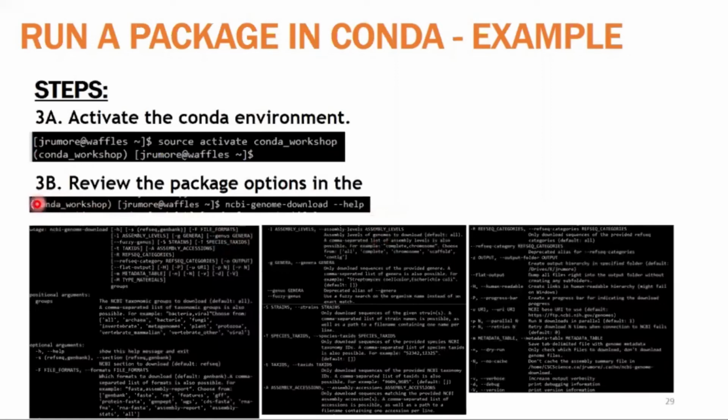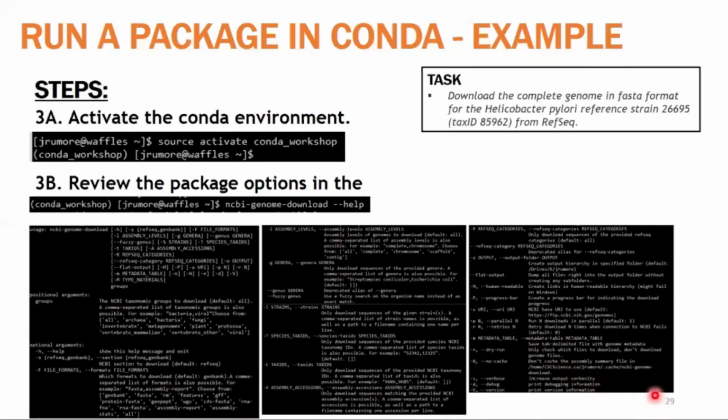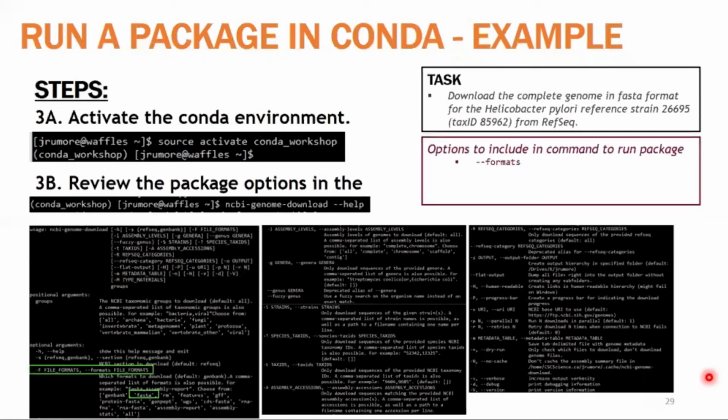Now, in addition to the usage statement, which again is the basic structure of how you would run the command, you can also see that the package has an extensive list of options. Now, to accomplish my task, which just as a reminder, is to download some sequence data from RefSeq, I need to make sure that I include a number of key options in my script. One of them is formats, because I want to make sure that I'm downloading my sequence data in FASTA format. The next option I want to include is assembly levels, to indicate I want to download the complete genome.